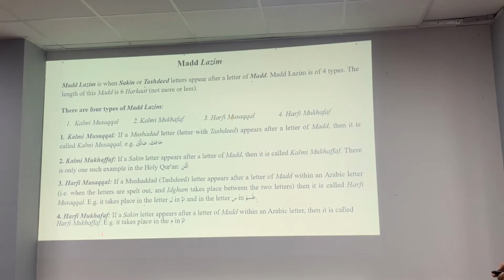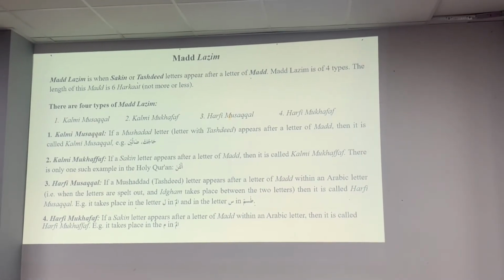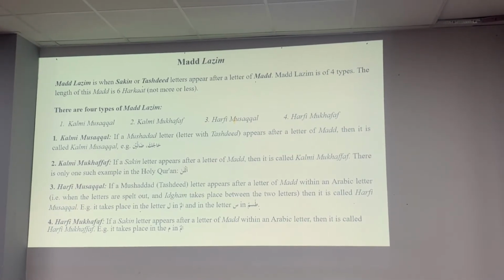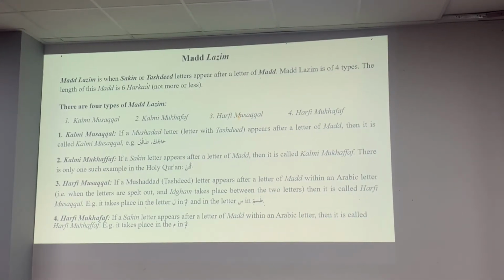Now let's go to harfi mukhaffaf. Harfi mukhaffaf is if a sakin letter appears after a letter of mad within an Arabic letter, then it is called harfi mukhaffaf. Example, when we say alif lam mim, the last letter mim. How do you spell mim? Mim yazir mi and mim sakin. So we have got a ya, letter of mad. After a letter of mad, we have got a mim sakin. So after a letter of mad, if a sakin comes, it is harfi mukhaffaf. And because it is in the haraf, it is called harfi mukhaffaf.